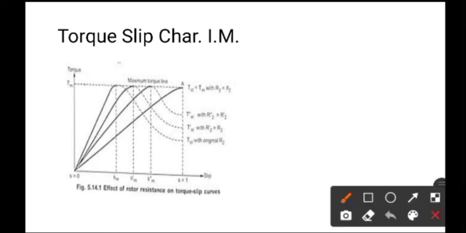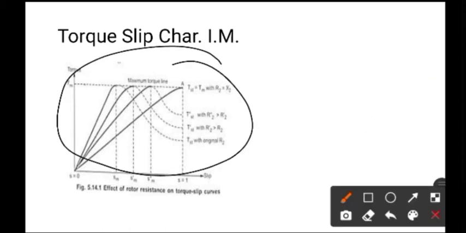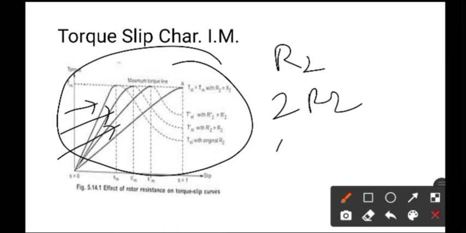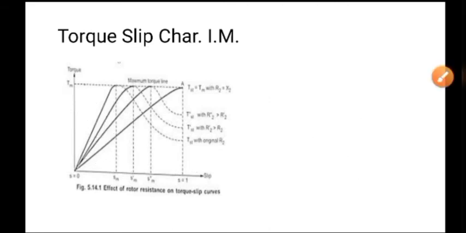Now if you observe this characteristic, you can observe that as you increase the resistance of the rotor circuit, the torque of the induction motor increases. Suppose initially rotor resistance is R2, next we increase it to 2R2, and after that we increase the resistance to 4R2. As we increase the resistance, the torque of the induction motor increases. So this is the torque slip characteristic of the induction motor.